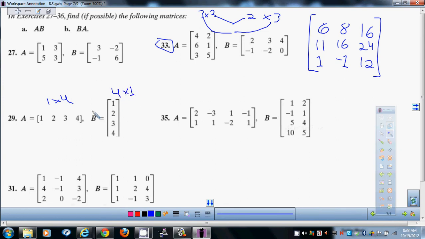I want you now to try to do 35. Try to do 35. And then we'll see if we get the same answer. At any time today, if your dimensions don't align, just write impossible, although it doesn't apply to this one.